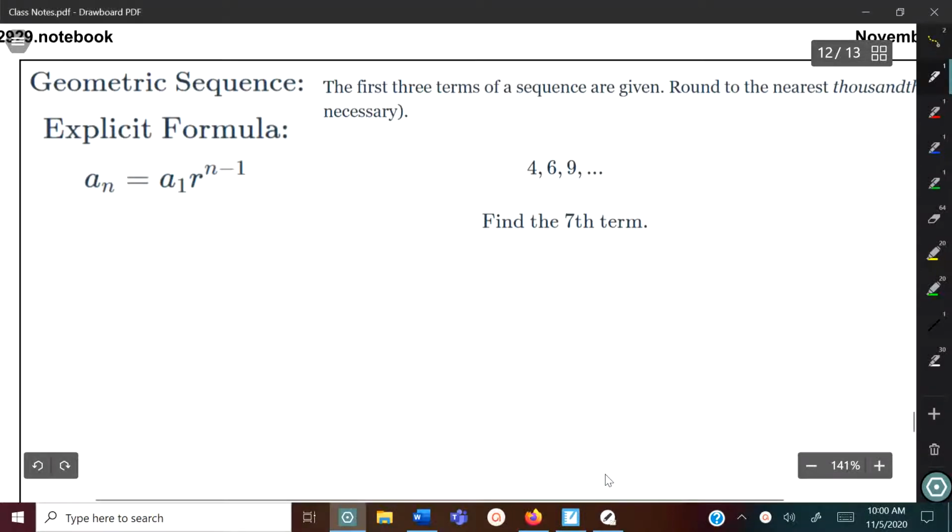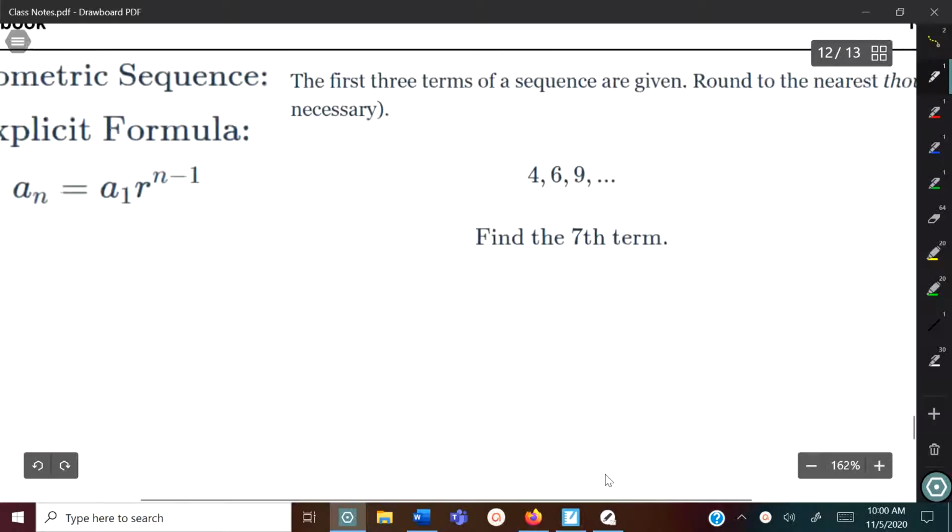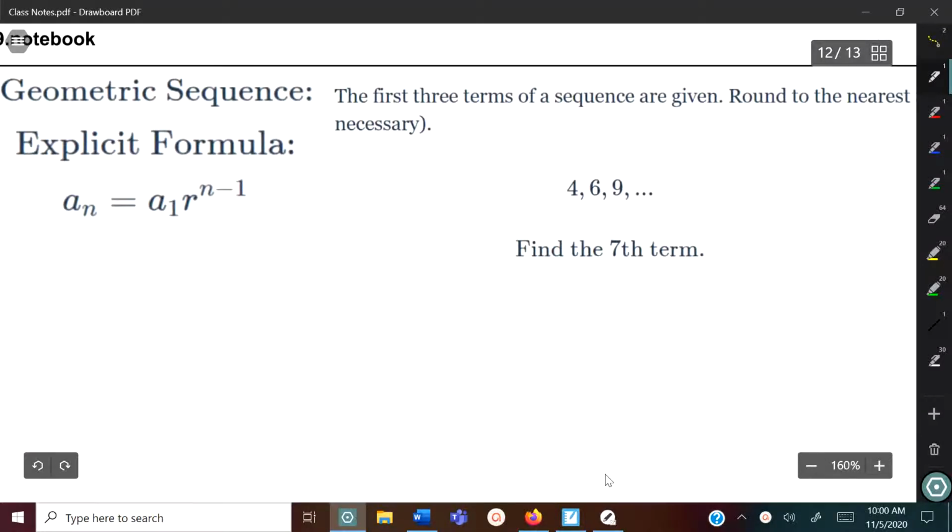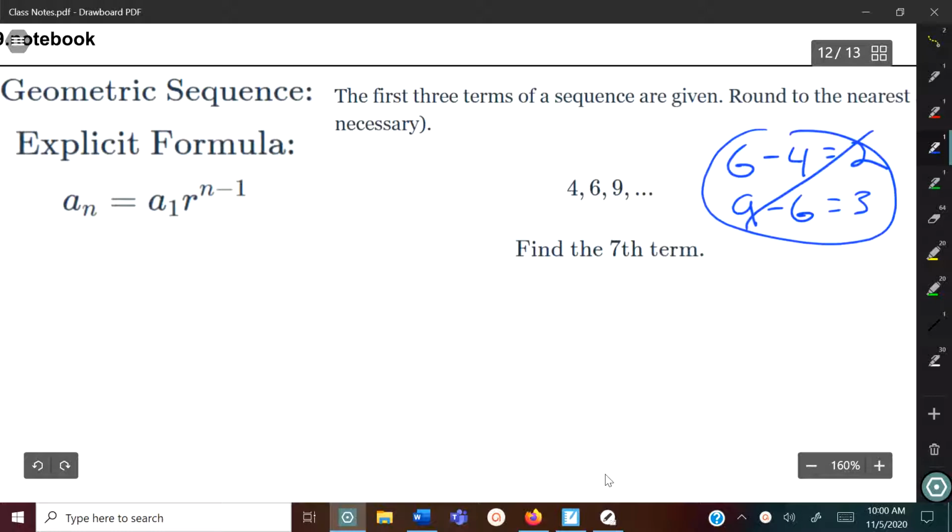If we take a look at this, we ask, is this arithmetic or is it geometric? You could take the 6 and subtract 4 and you get 2. Then take the 9 and subtract 6, and what do you get? You get 3. So it cannot be arithmetic.